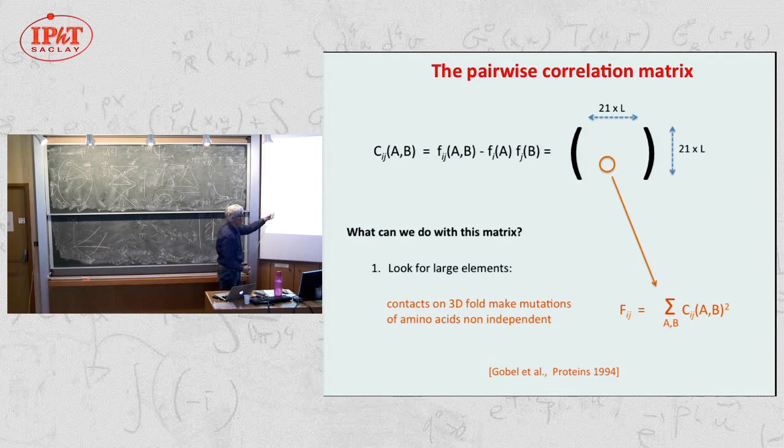So we could compare this thing here to the contact map on the 3D fold. And the idea was to rank the pairs of sites according to the score here and see whether the top score corresponds to the contacts on the 3D fold. It's a very nice idea.